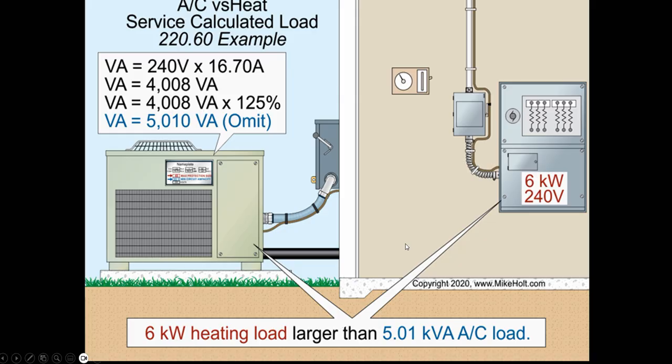What you do is take the larger of the two loads, because they're non-coincidental; they're not going to run at the same time. Take the larger of the two loads, use that as part of your calculation, and the other load is omitted, because you'd never run those two loads at the same time.